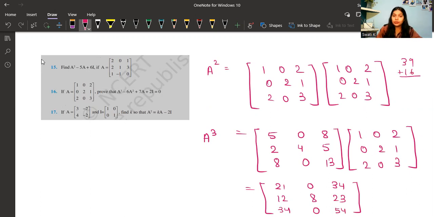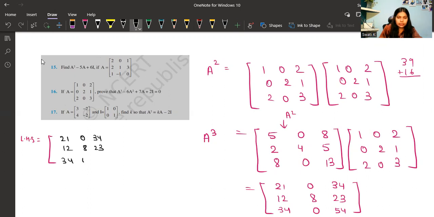But now A square also we have, right? So this was the value of A square, remember? A we already have, and I is very simple. So now let's put this. So LHS, I'm directly writing it. What is A cube? Let's write down A cube first. So A cube we have 21, 0, 34. This is 12, 8, 23. This is 34, 0, 54. This is the value of A cube.